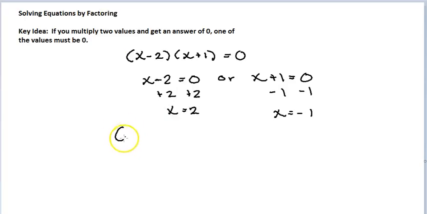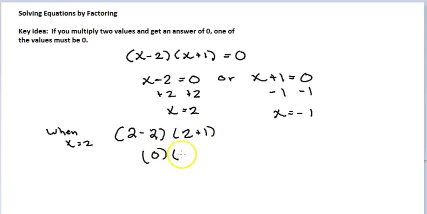So if I go up here and I fill in the 2 for x, that would be when x is 2, I get 2 minus 2 times 2 plus 1. That's 0 because 2 minus 2 is 0. Times 3, that gets me an answer of 0. So this solution checks out. x equals 2. When I plug in the 2 for x, I get a true statement.